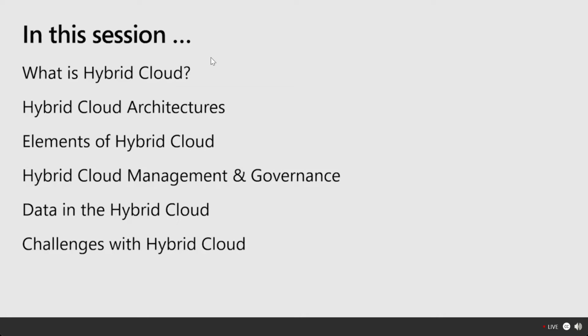Everybody's kind of got their own one, but we'll work with a functional definition here. We'll talk about a variety of hybrid cloud architectures. There are many, many, many ways to do hybrid cloud. There's certain ones that are reliable. There's certain ones that we know that work, and they've been codified as architectures. We'll talk about the elements that make up most hybrid clouds. We'll talk about the tools that you can use to manage and govern your hybrid cloud.